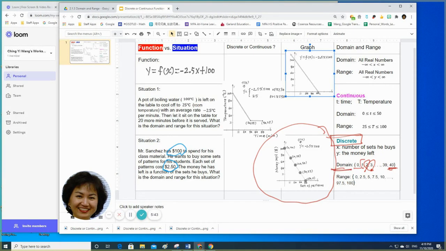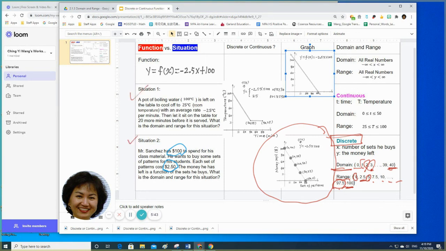And the range: if he spends all the money, he'll get $0 left. If he buys 39 sets, he will have $2.50 left. If he buys 38 sets, he will have $5 left, like that. And if he only buys 1 set, he will have $97.50 left. And if he doesn't buy anything, of course, he has all $100 there. And that's our range.